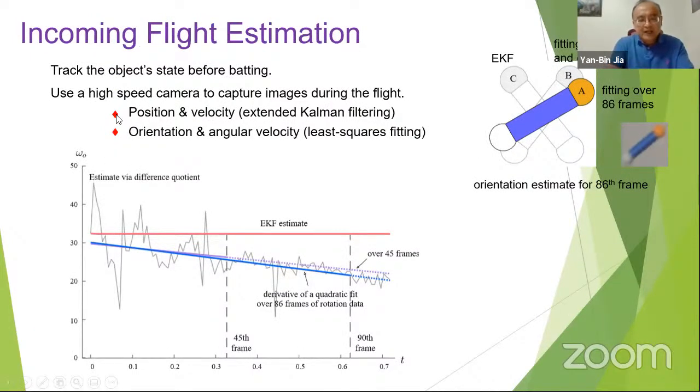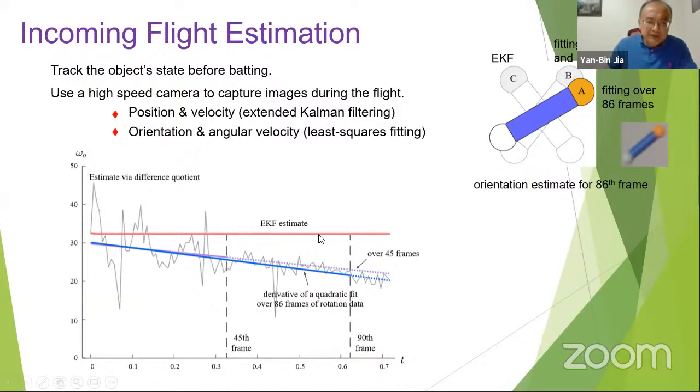And of course, the object is flying towards the bat and the robotic arm, you have to constantly do the state estimation in order to adjust the arm and set the right joint velocity at the time it meets the object, and to program the impact. So we use this flight estimation. We do two kinds. We mix EKF, extended Kalman filter, with least squares fitting. One is used to estimate position and velocity. The other one is used to estimate orientation and angular velocity.